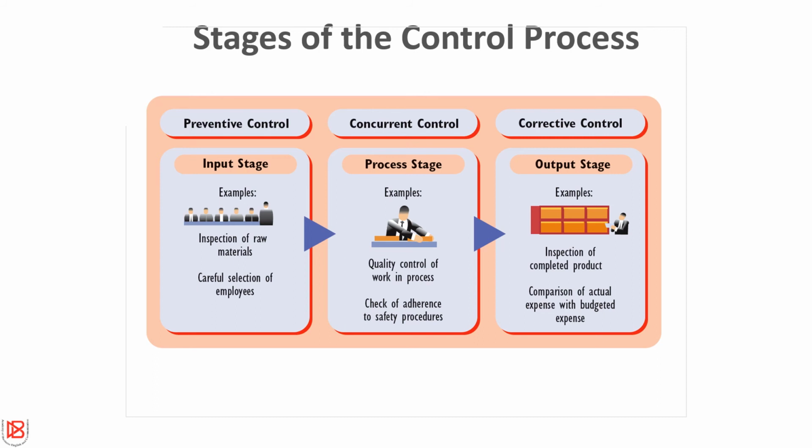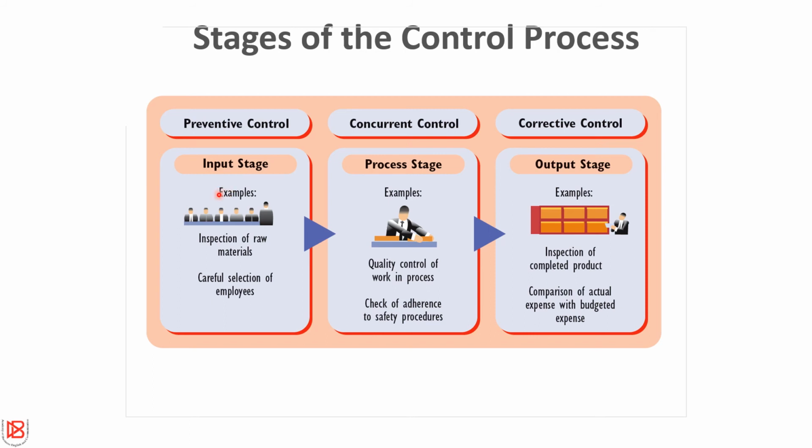Stages of the control process: there are three stages or three types of control I would prefer. One is preventive control, which can be brought under an AMC, or annual maintenance contract, which can be done frequently, maybe quarterly, maybe biannually, maybe yearly.